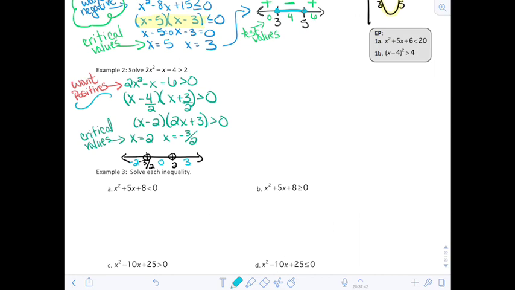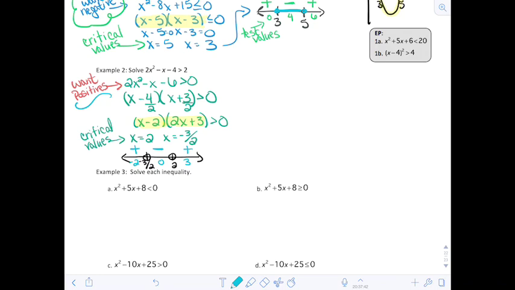So if I plug negative 2 into these two binomials and multiply them together, negative 2 minus 2 will give me a negative 4, and 2 times negative 2 plus 3 will give me a negative 1. So two negatives are going to make a positive. If I plug 0 in, 0 minus 2 is a negative, and 2 times 0 plus 3 is a positive 3. So I would get a negative times a positive, which is negative. And if I plug 3 in, I'll get 3 minus 2 is positive 1, and 2 times 3 is 6, plus 3 is 9, so I would get another positive.